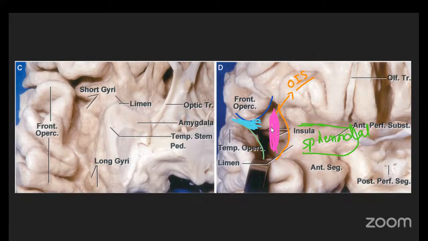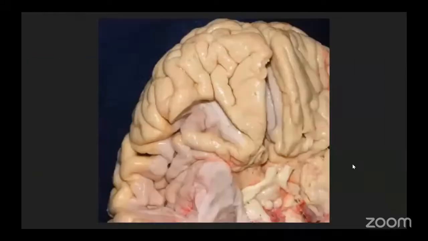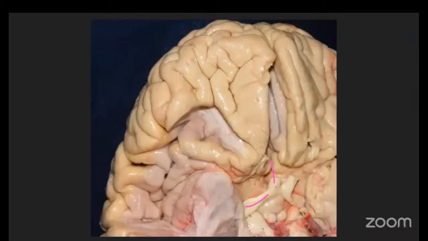Let me move to the next image. You see another view of a cadaveric dissection. This is the inferior surface of the brain and optic nerves, optic tracts, optic chiasm. This is the anterior perforating substance. This here is the uncus. Somewhere here is the limen insulae. And this region is the sphenoidal segment of the Sylvian cistern.